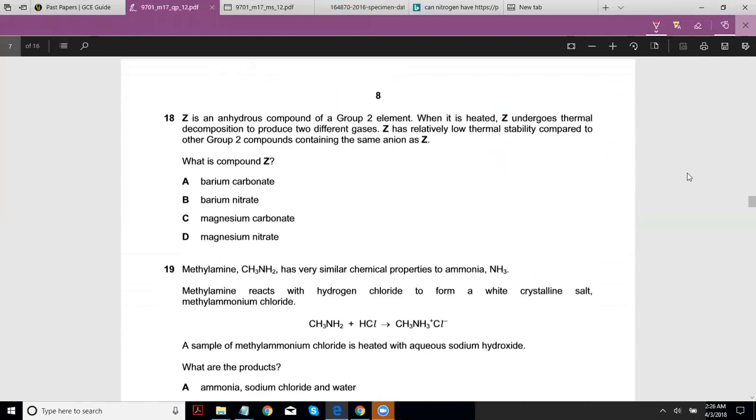18. Z is an anhydrous compound of group 2 element. When it is heated, Z undergoes thermal decomposition to produce 2 different gases. That's important. इधर देख के आपको पता चल जाए कि it's a nitrate. Z has relatively low thermal stability compared to other group 2 compounds containing the same anion as Z. So what is the compound Z?